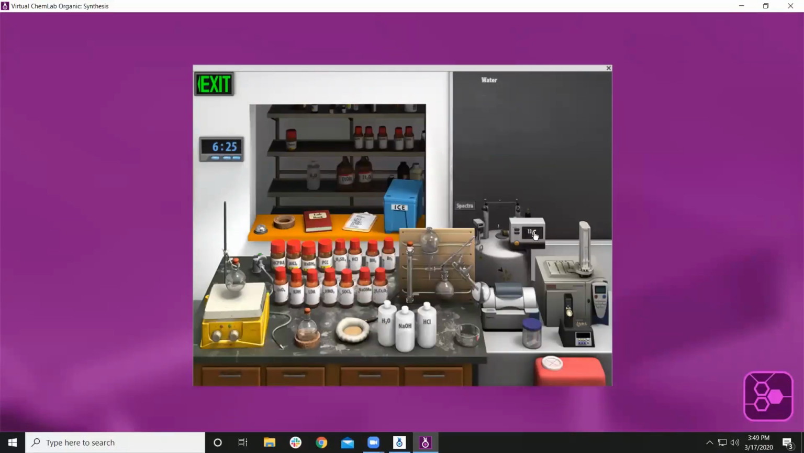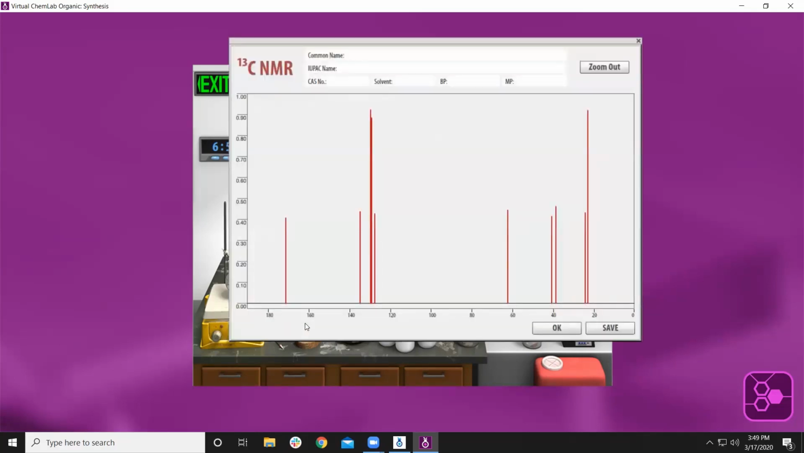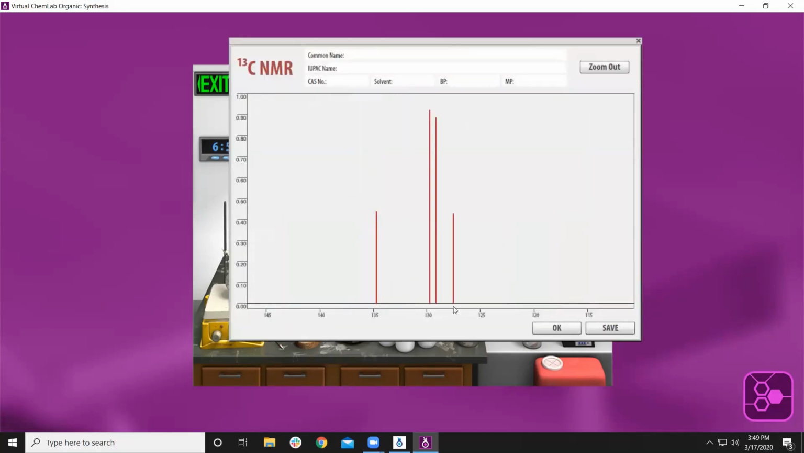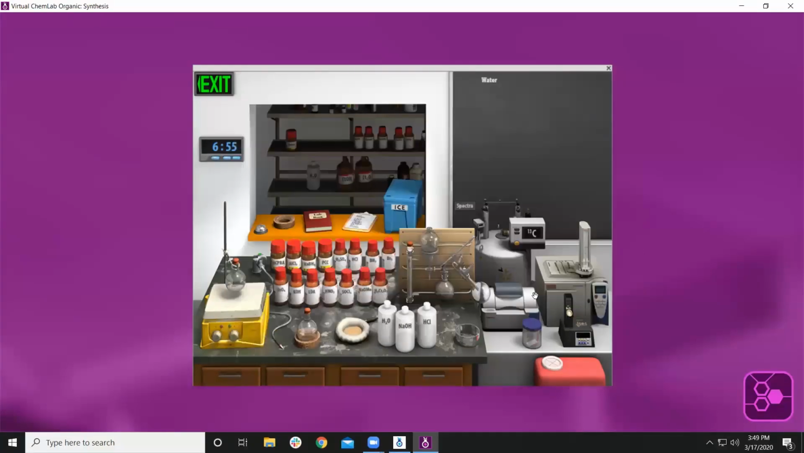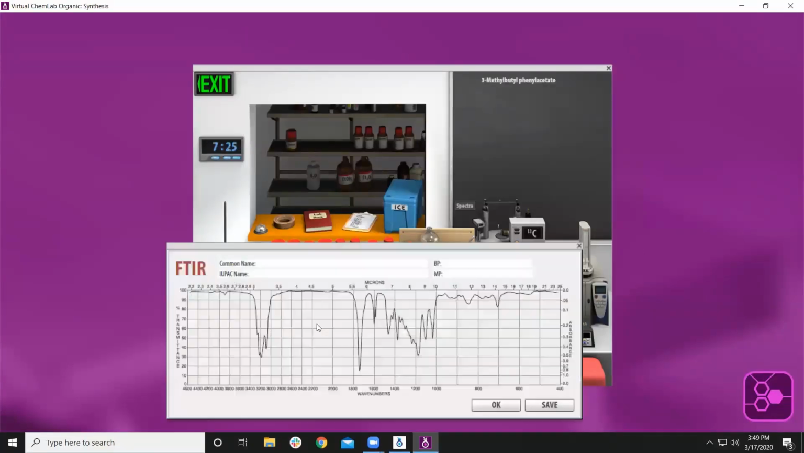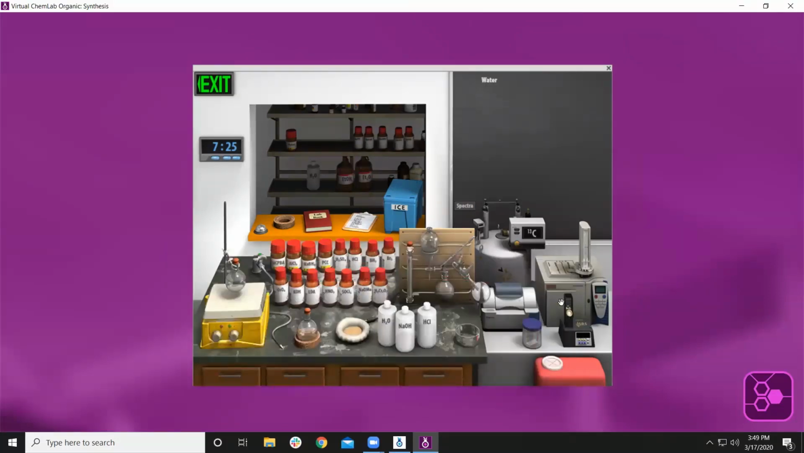I can do a carbon-13 by clicking here and changing the probe to be carbon-13. And now I can see my carbon-13 peaks. Now I can do FTIR. And these are all real spectra that we acquired from Sigma. So save that to the lab book.